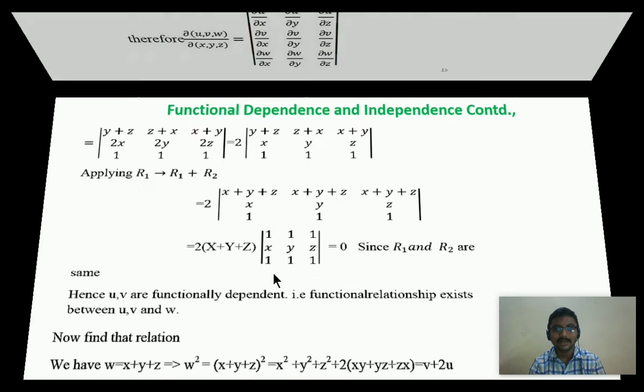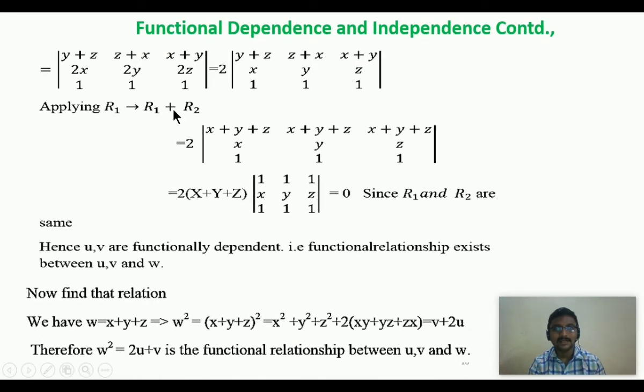Now computing the partial derivatives and substituting in the determinant, and then simplifying the determinant by using a row operation, that is R1 goes to R1 + R2, just adding the first two rows. So we will have a common term, that is x + y + z, in the first row.